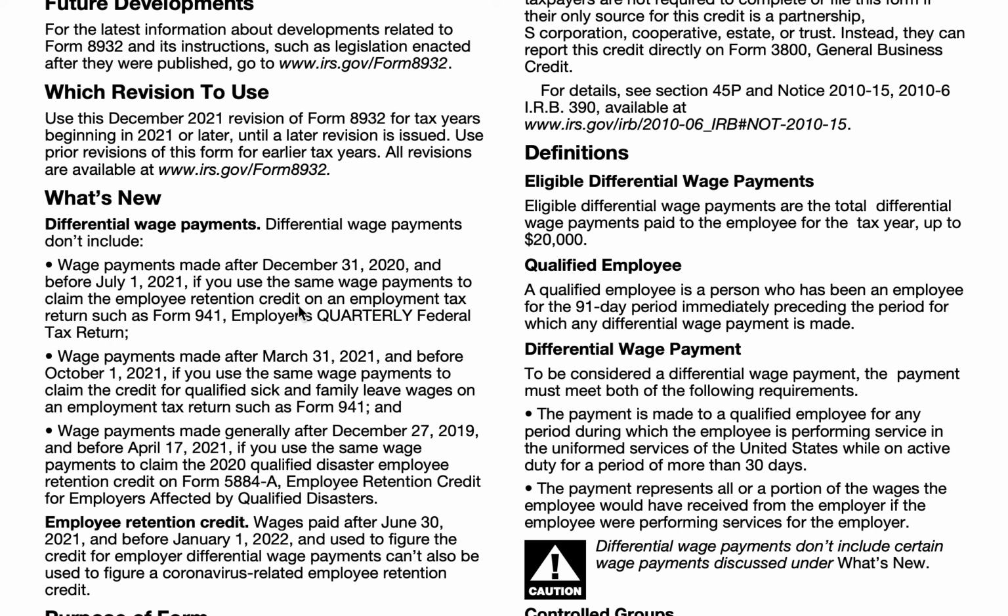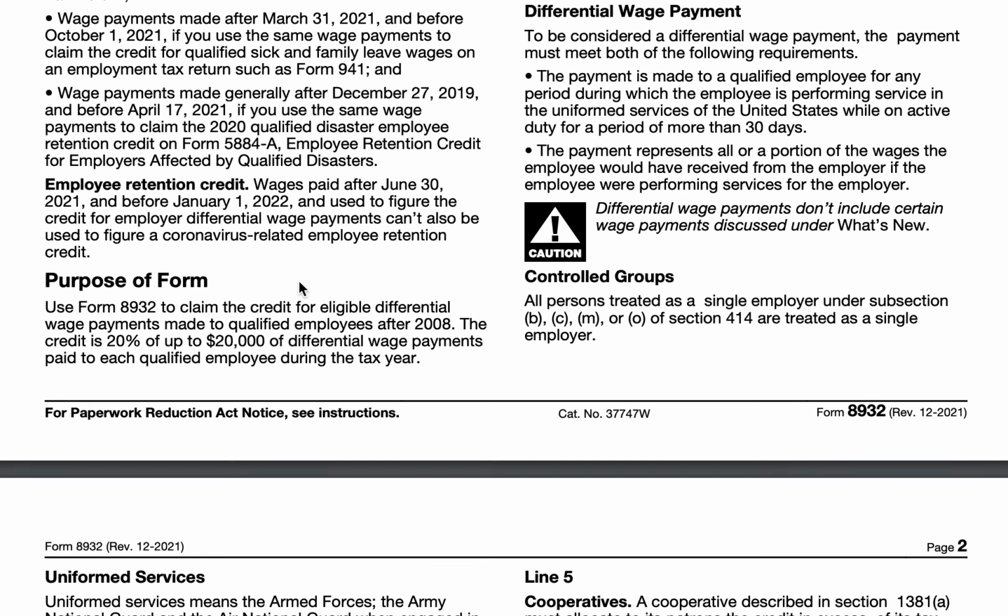The other limitation is simply the calculation of the credit itself. You're able to claim a credit for eligible differential wage payments up to $20,000 per employee in a given tax year, and you can take a tax credit of 20% of those wage payments. So the limit is $20,000 of wage payments for each employee, which translates to a $4,000 credit maximum for each employee.